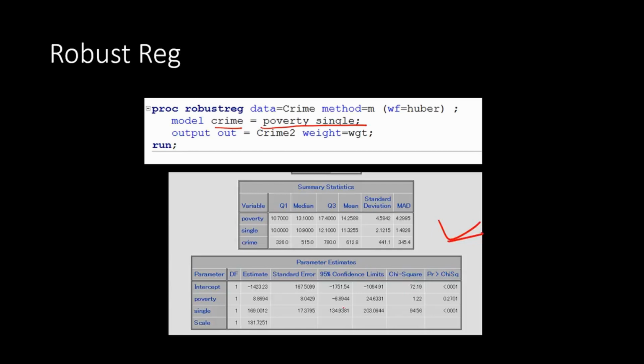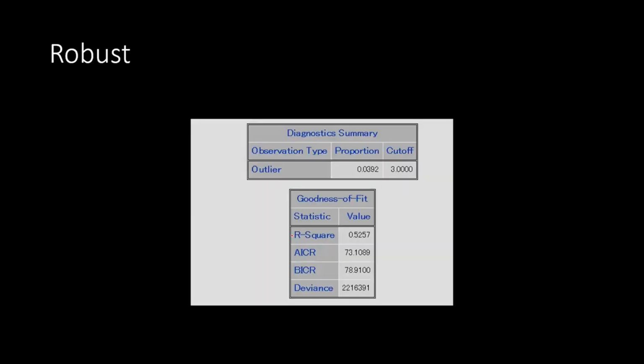We have the parameter estimates. Here also we can see that just one variable is significant. I guess so. Yes, only single is significant, poverty is not. So the results from OLS and robust regression are pretty much the same. But what are the differences then? And we'll see what the differences are.